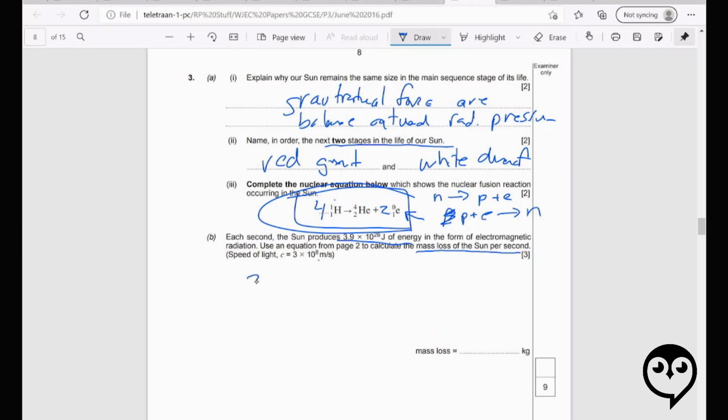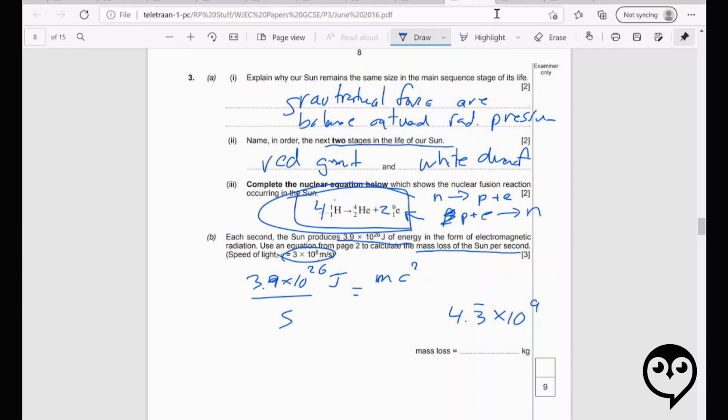Okay. Each second, we are losing 10 to the 26 joules of energy. So that's just per second. That amount of energy should be equal to a certain amount of mass times velocity squared. I reckon we just divide that number by the speed of light squared. So I get here a mass of 4.3 times 10 to the 9 kilograms. It's a huge amount. All I've done is divide by the speed of light squared.